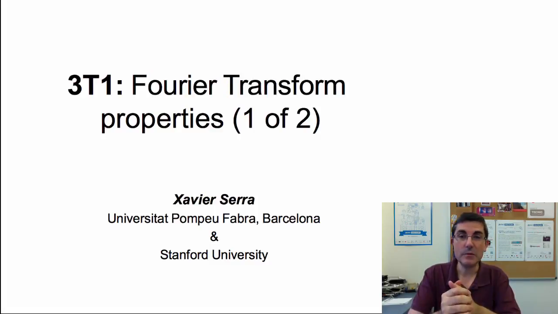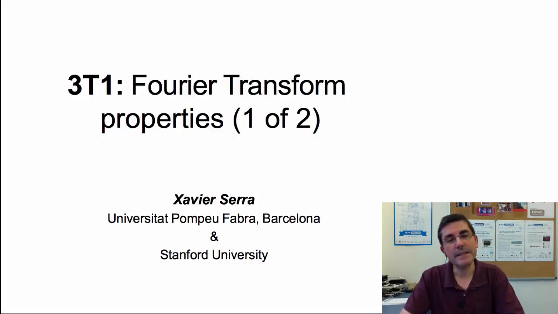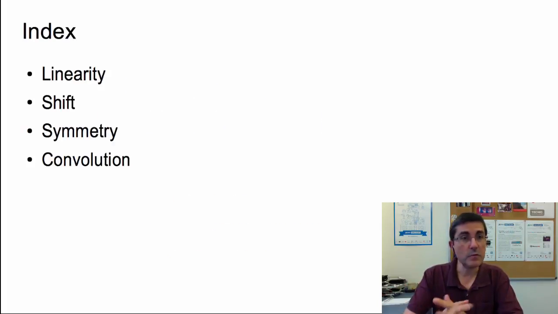Last week we introduced the discrete Fourier transform, but that's not enough if we really want to understand it deeper, and if we really want to understand how it behaves when we deal with sounds. This is what we'll be doing this week. In these theory lectures, we'll be introducing the properties of the discrete Fourier transform. In this first one, we will talk about four properties: linearity, shift, symmetry, and convolution.